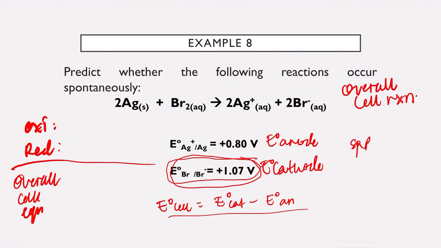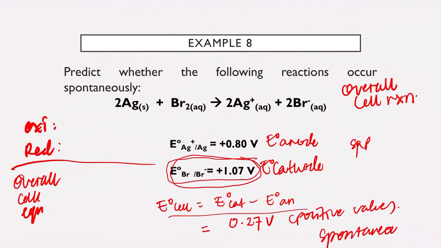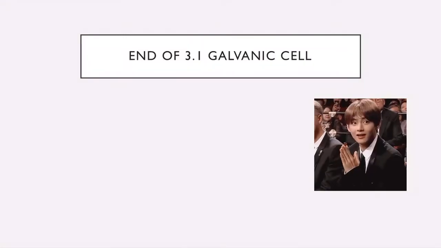So what will you get? Will you get a positive value? Yes, you will get a positive reading on your voltmeter. So that means this reaction is spontaneous, because your E naught cell is a positive value. So this is a spontaneous reaction.